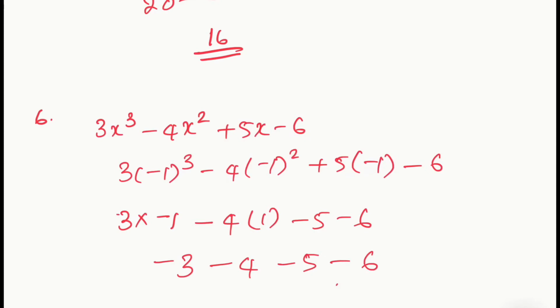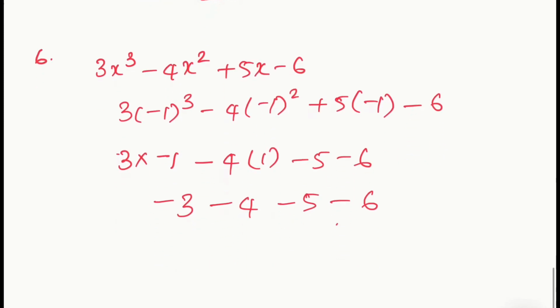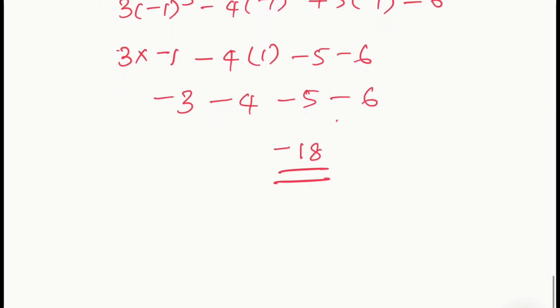All those you need to add and put a negative sign. All are negative, right? So 3 plus 4 is 7. 7 plus 5 is 12. 12 plus 6 is 18. So you will get minus 18 as the answer.